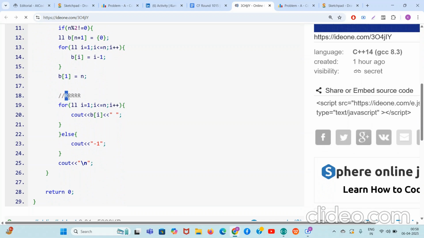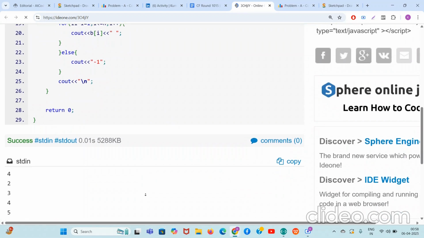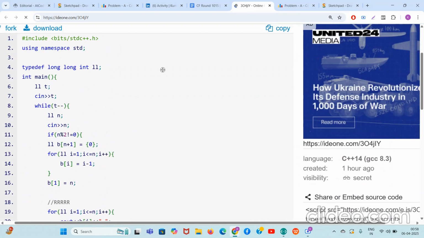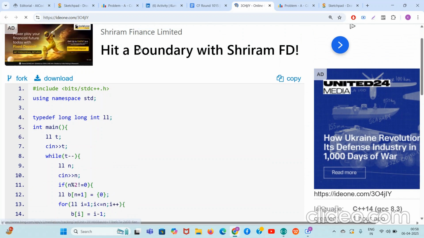Ram, Ram, Ram, Ram, Ram. Always start everything with the name of God. Then no one will be able to stop you in this life. Okay, guys.